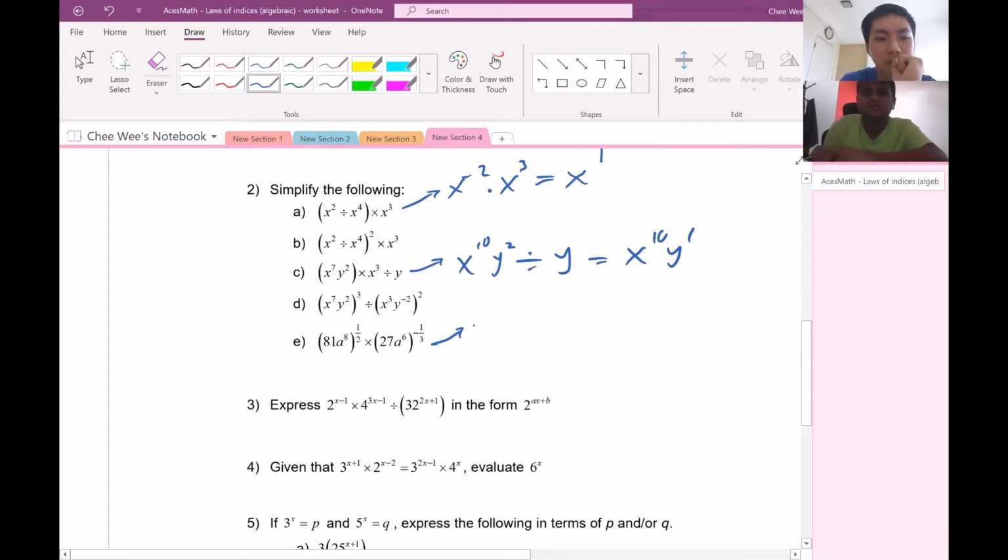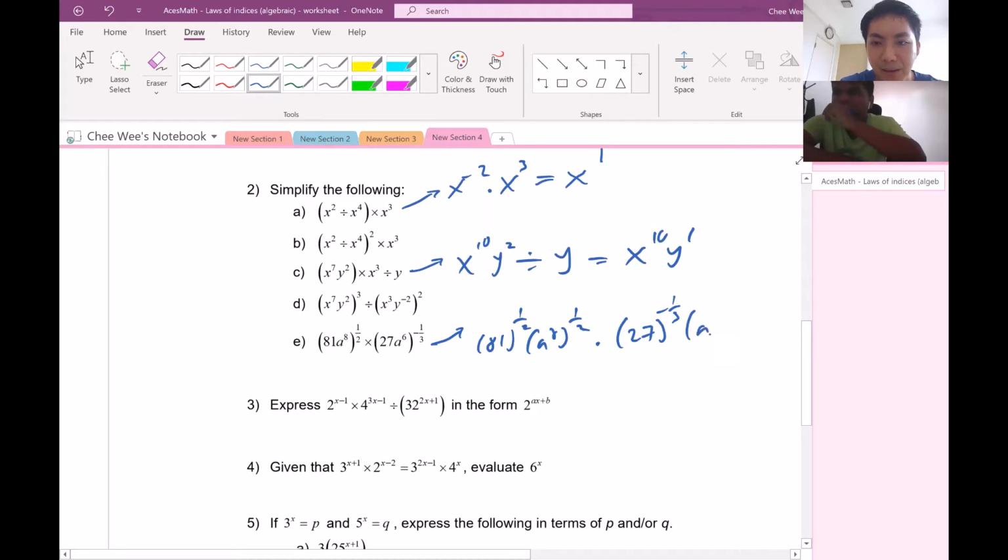81. So 8 times half is just 4. So 81 a to the power 4. No, the power half applies to the 81 also, right? Not just. Oh yeah. So it's actually 81 to the half, A to the 8 half. All the elements within the bracket will receive the power half. Then same goes for the subsequent bit. So it's 27 to the negative 1/3, A to the 6 negative 1/3. Okay. Yeah.